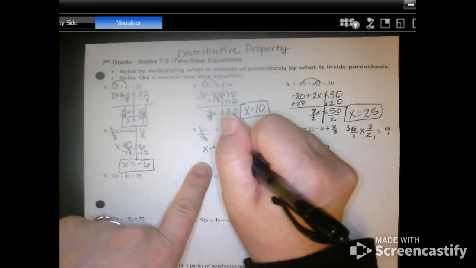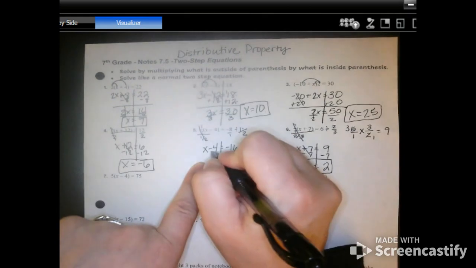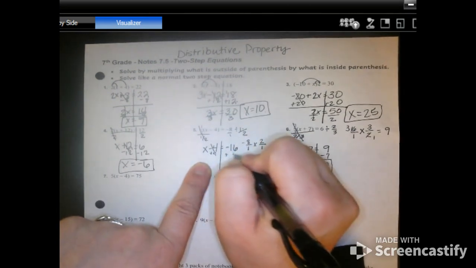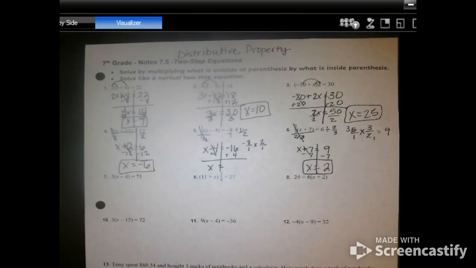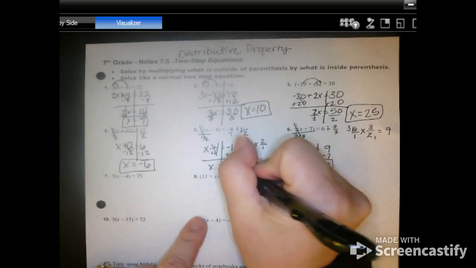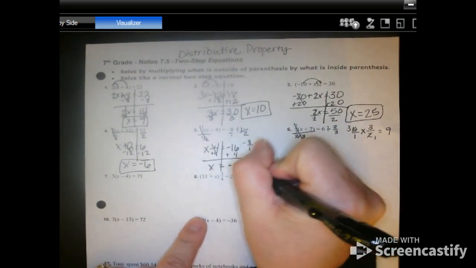All right, how do I solve that? Add 4. I have x is equal to, what is negative 16 plus 4? 12. Remember, if they're different signs, what do I do with them? Subtract and keep the sign of the larger number. What was our larger number? Okay, so it's a negative, I subtract, and it gives me 12.